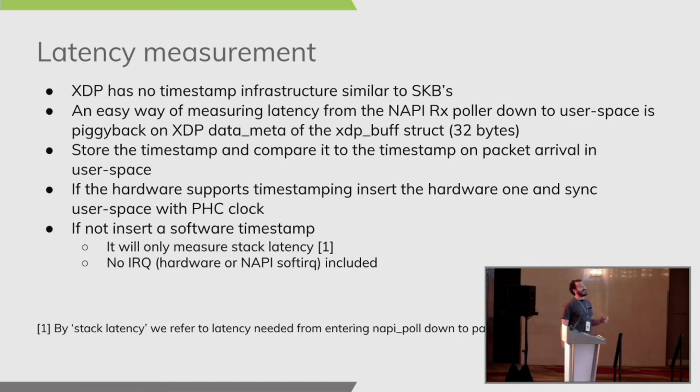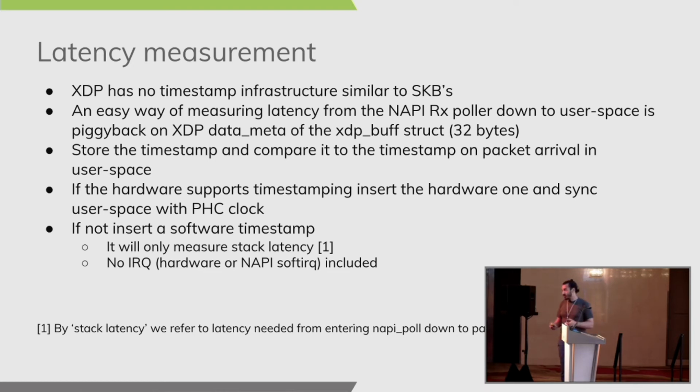Unfortunately, XDP doesn't have a similar infrastructure at the moment. But it does have a header that we can piggyback on, because it has 32 unused bytes. So we can use that headroom to insert the timestamp, and we pretty much have the same effect. The bad part is that we have to hack the driver to get that. So the idea is that you insert the timestamp there, and when the packet arrives in user space, you get a fresh timestamp. You compare the two timestamps, and you know how much time the packet took from the network card to the user space.